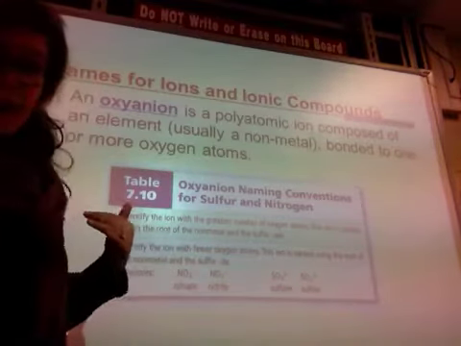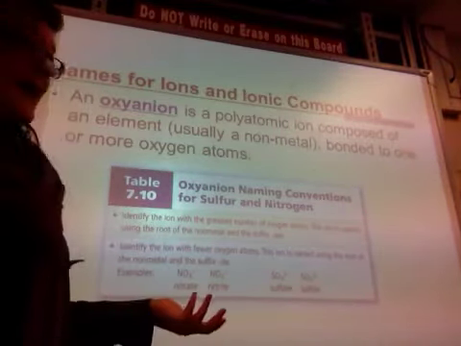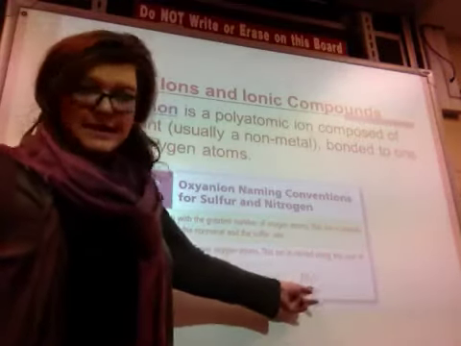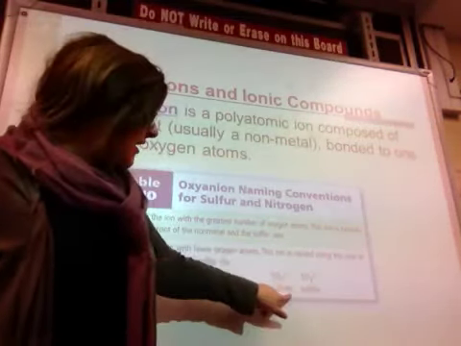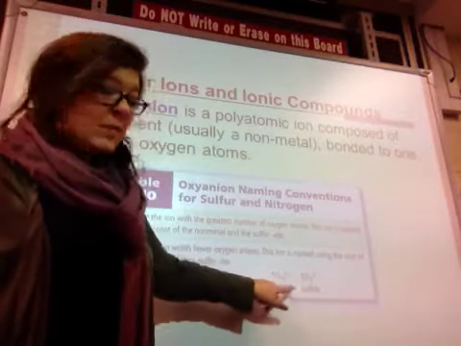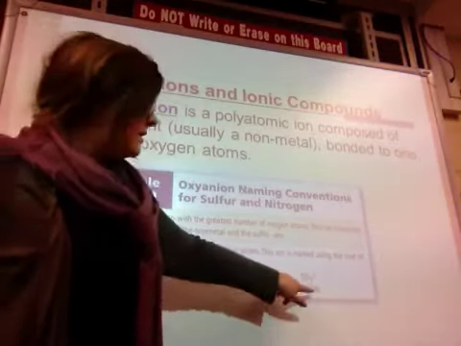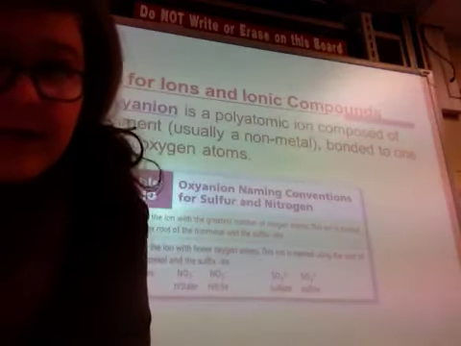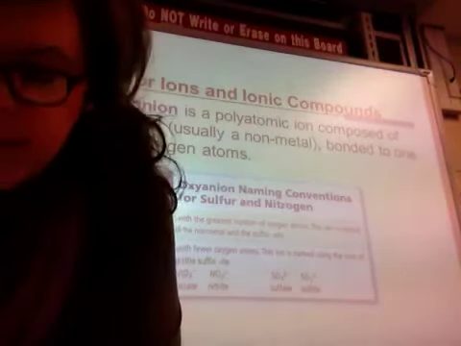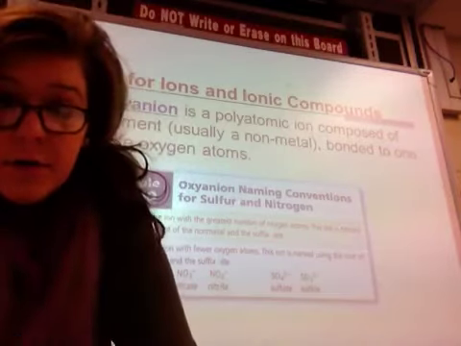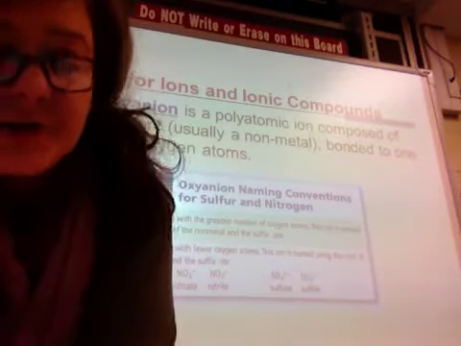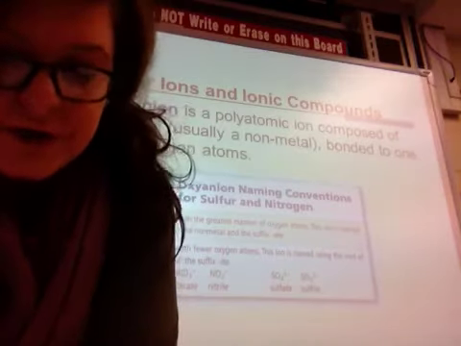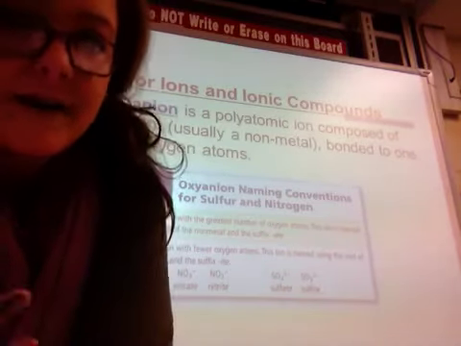The same thing works for sulfate and sulfite. Sulfate is SO4, sulfite is SO3. So sulfate ends in "ate" because it has one more oxygen than sulfite does. The exact same thing works for phosphite and phosphate. Phosphate has one more oxygen, so that's why it ends in "ate." And phosphite has one less oxygen, so that's how we can identify it as phosphite.